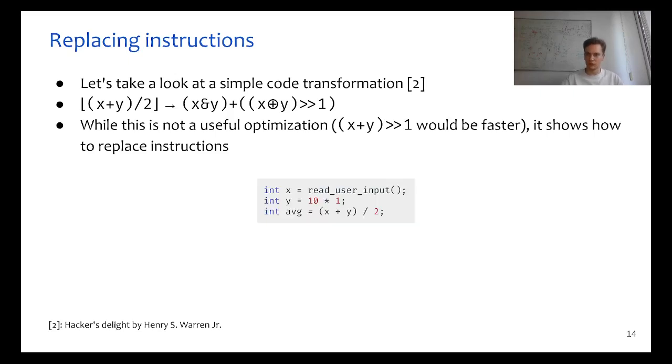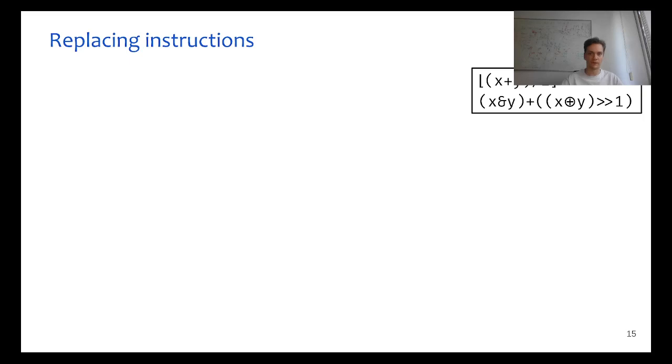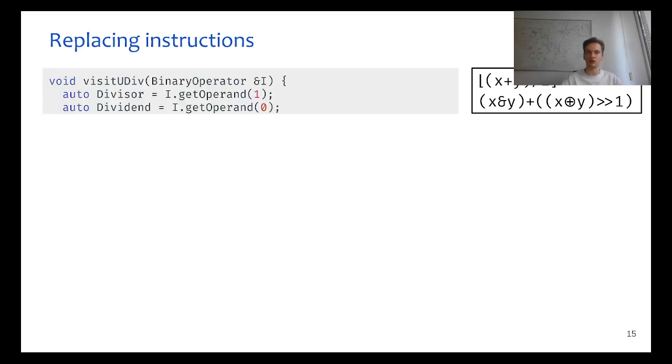So your original program might look like this, where you have X and Y, which are just arbitrary values, and then you have this pattern of addition and division by 2, which we want to replace. So how this would look like in a pass is, of course, you use a visitor and you override the visitor specifically for this division, right? Because in your original pattern that you want to match against, the division is the outermost operation.